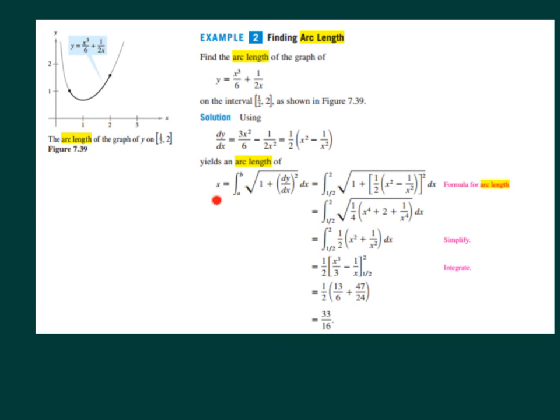So, let me remind you of the formula. Put in a for 1/2, b for 2, square root of 1 plus. Make sure you differentiate to get y prime here. After that you square it, so the result will be 1/2 parenthesis x squared minus 1/x squared, the quantity squared of course.